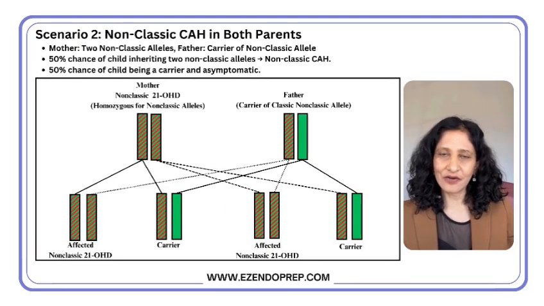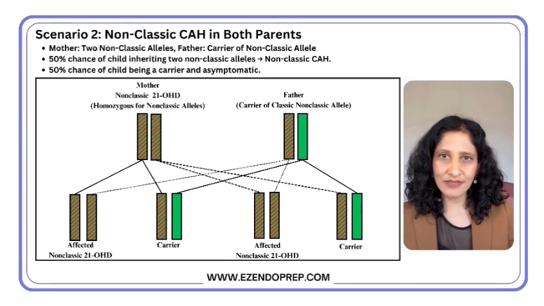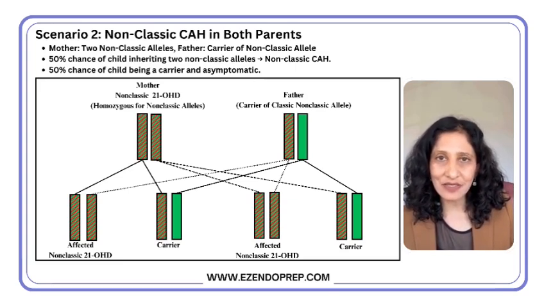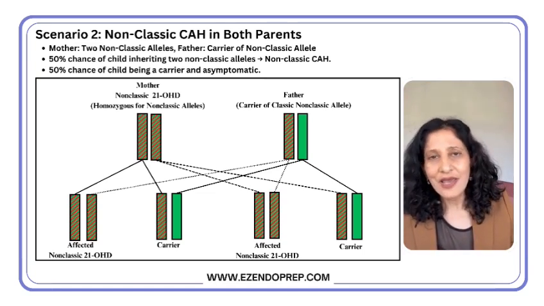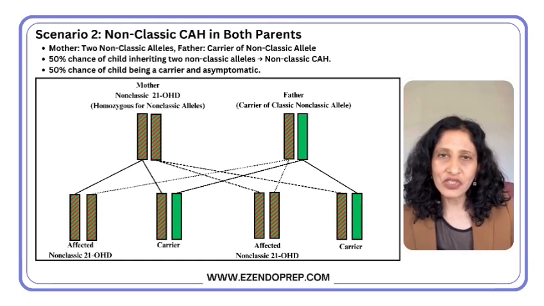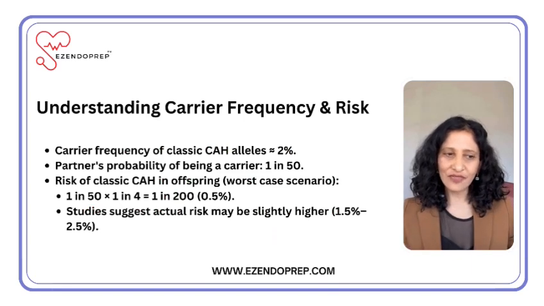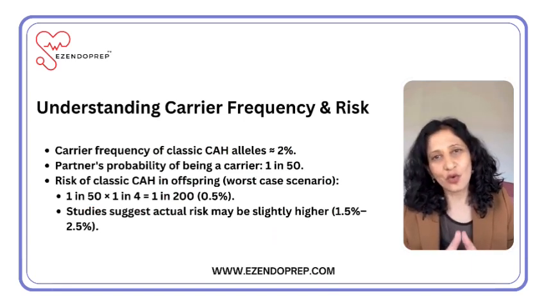Now let's look at a second scenario. The mother has non-classic CAH, and she actually has two non-classic alleles, and the father is a carrier of a non-classic allele. Let's look at the outcomes, and you can see there's a 50% chance for the child to get two non-classic alleles. In that case, they'll have non-classic CAH, and then there's a 50% chance for the child to be a carrier, being asymptomatic.